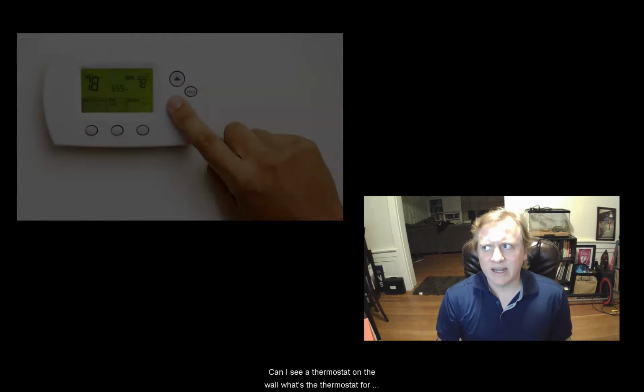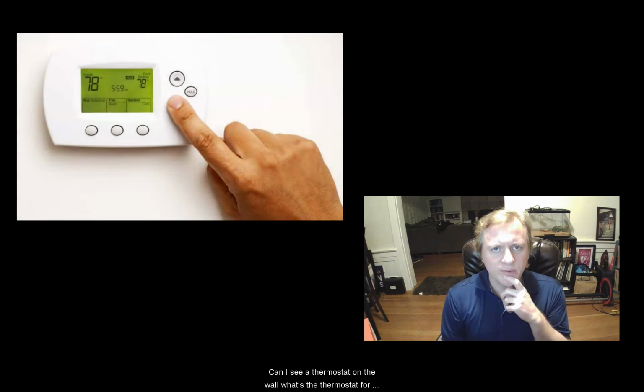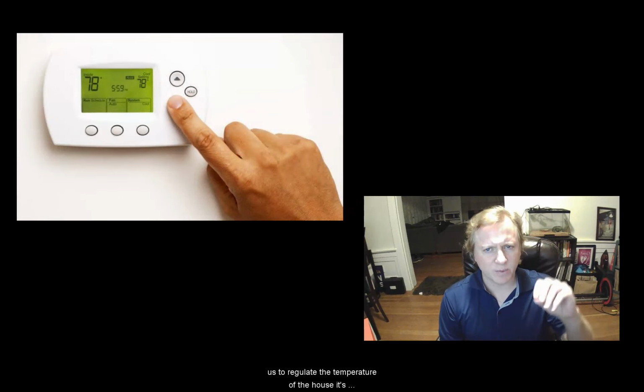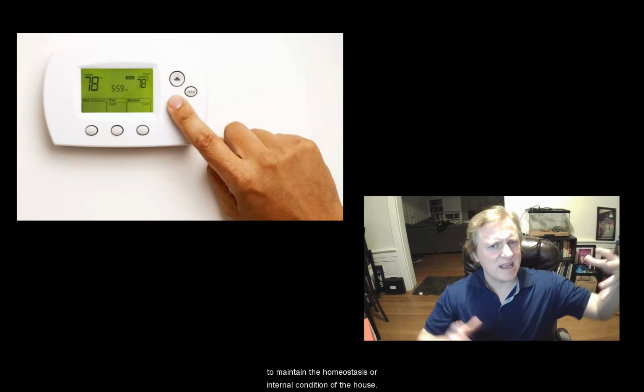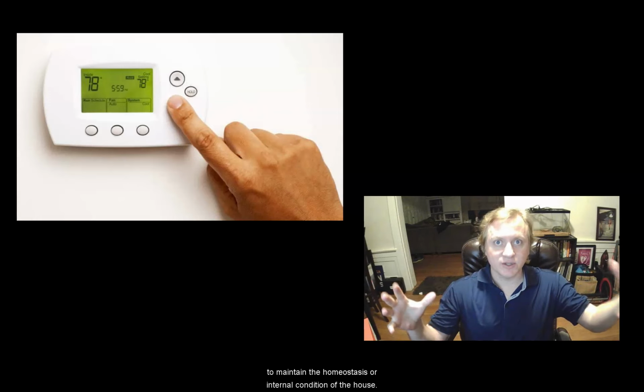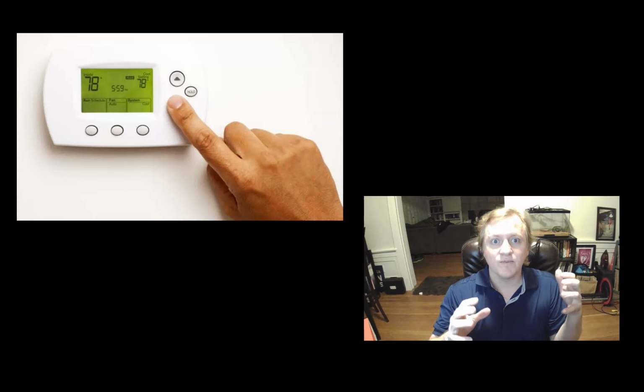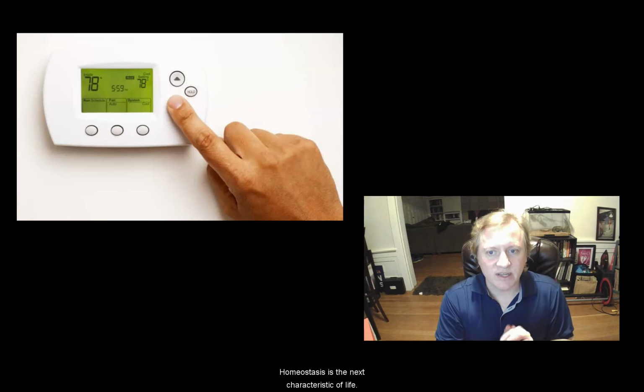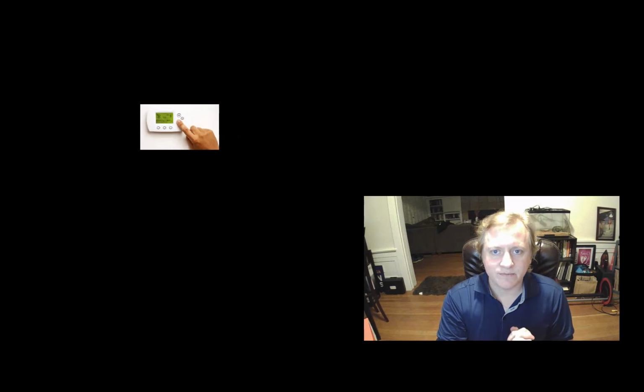So I continue on toward my room through the house. And I see a thermostat on the wall. What's the thermostat for? Well, it's to regulate the temperature of the house. It's to maintain the homeostasis or internal condition of the house. Homeostasis is the next characteristic of life.